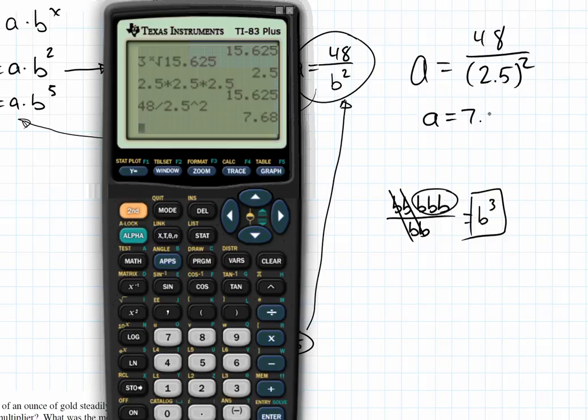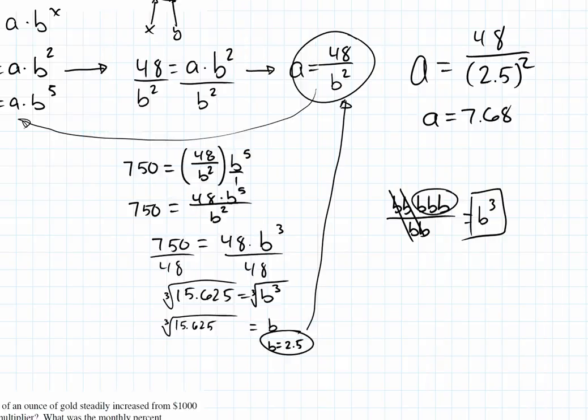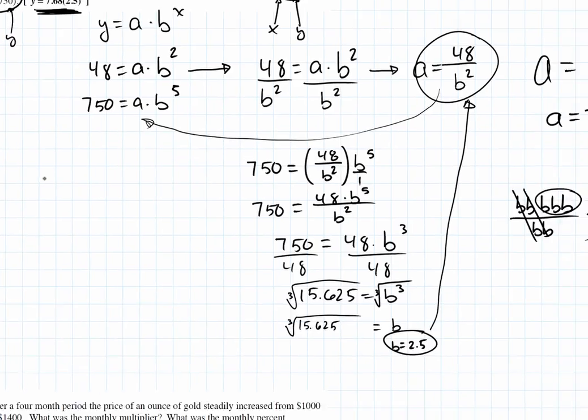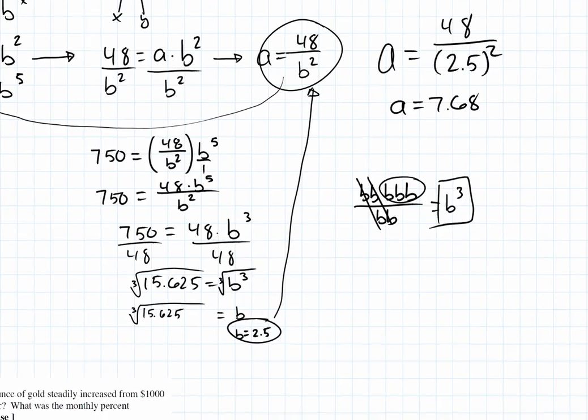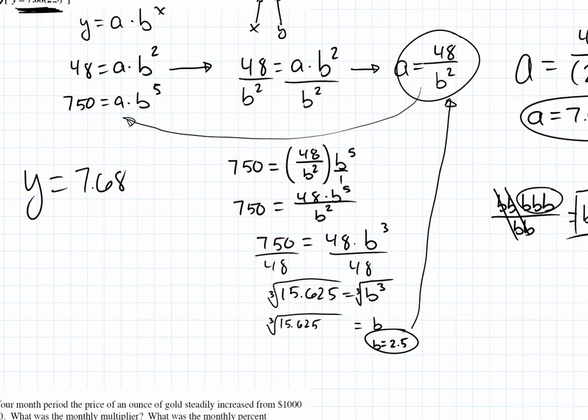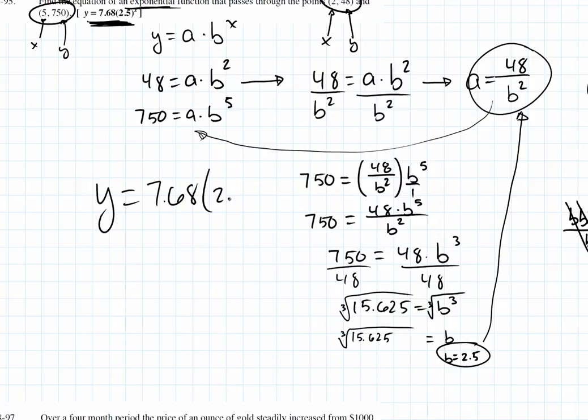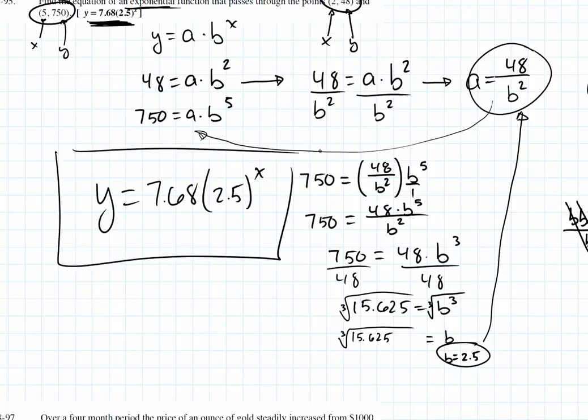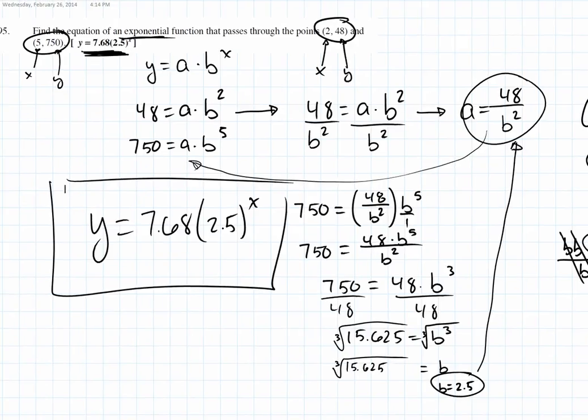At this point, I know both the values of a and b, so I can go ahead and take those values and plug them into the parent exponential function, and I get y equals a. Our starting point was 7.68. It's right here. Times b, which is 2.5, and raise that to the x power. So here is an exponential function that passes through both 2, 48 and 5, 750.